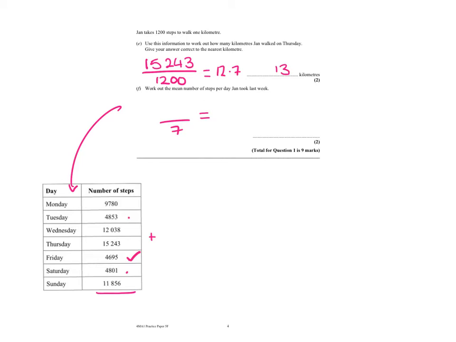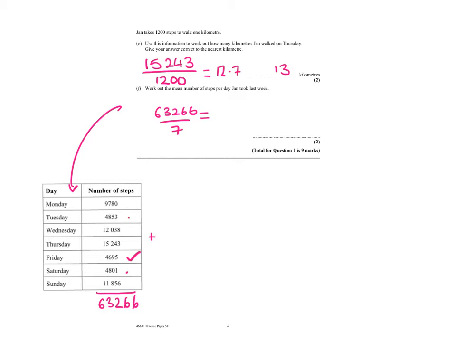So I'm going to have 9,780 plus 4,853 plus 12,038 plus 15,243 plus 4,695 plus 4,801 plus 11,856. I get a total of 63,266.